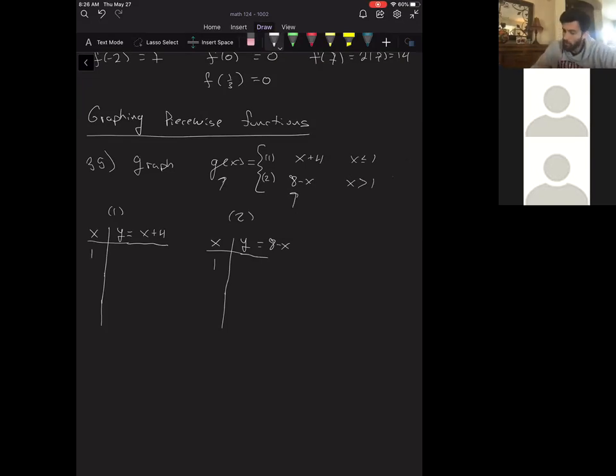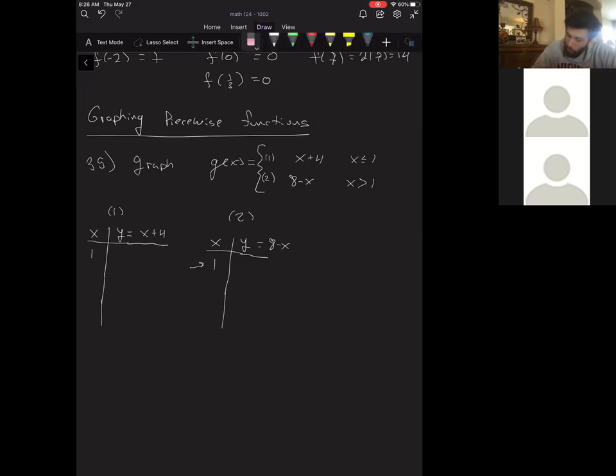Maybe what you're thinking though right now is that for this bottom equation, you see how this says x is strictly bigger than 1. So technically we're not allowed to plug 1 into that equation. If we were going to plug in 1, we would use this top equation because 1 belongs to this section.